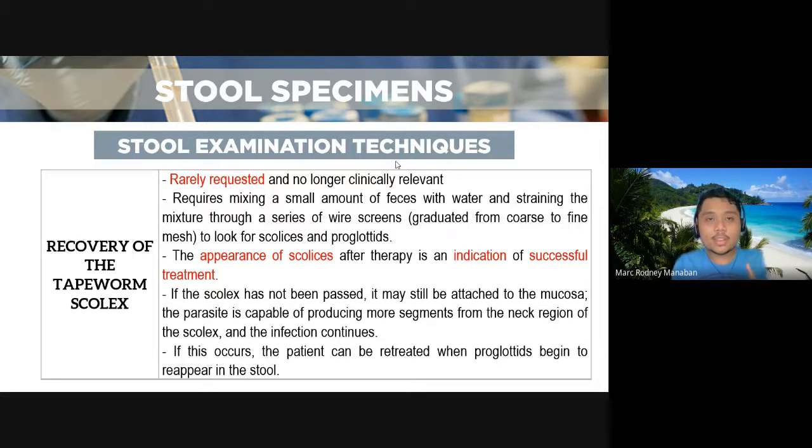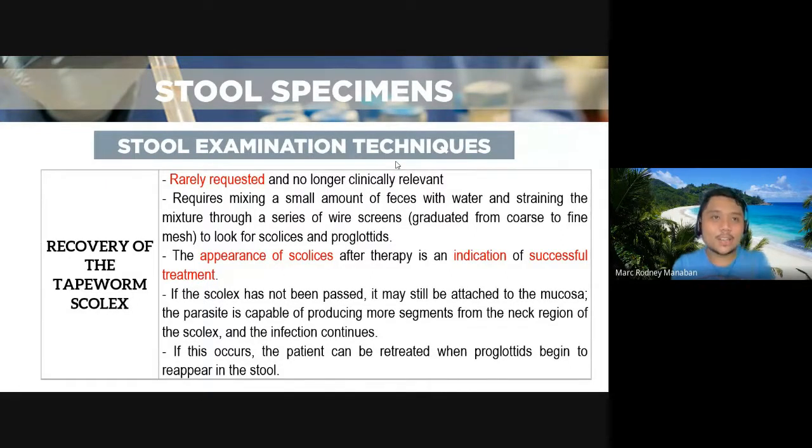Now, if the patient is undergoing treatment and wala nakita ang scolex sa sample, then it could mean that the scolex is still attached on the intestinal mucosa. Hence, the tapeworm can still proliferate, and the tapeworm can still cause infection. Okay, so nigawas sa board's question, the appearance of this part of the tapeworm indicates success in treatment. Your answer should be scolex. The non-appearance of this tapeworm structure indicates unsuccessful treatment. Your answer is still scolex.